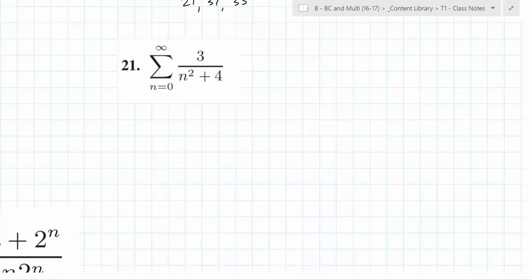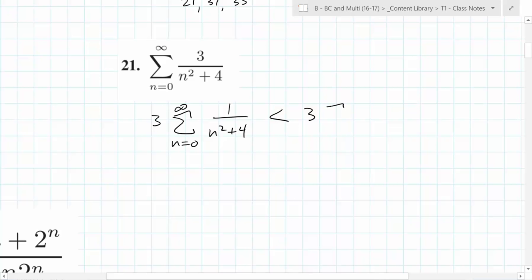So you could take 3 out, and you can make it 3 times this, right? 1 over n squared plus 4, like that. So you said you want to look at it as a p-series. It's almost a p-series. Is that correct, everybody? It's almost a p-series. So you could say that that's less than 3 times the sum from n equals 0 to infinity of what?